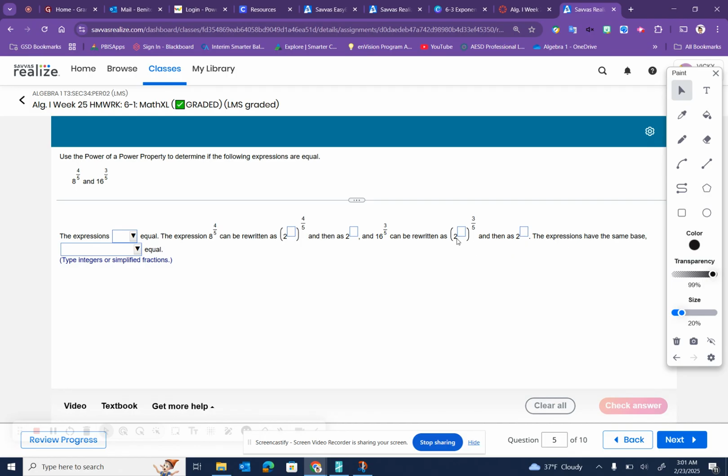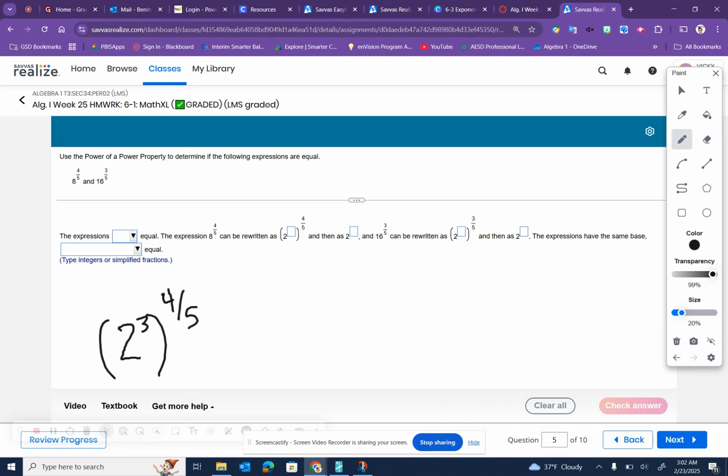I noticed that they have a base 2. So then I'm going to try to see if I can rewrite these two numbers with a base 2. So if you recall, if you break these up into prime factors, both of these numbers will have only the prime factor of 2. So 8 is the same thing as 2 to the 3rd, because 2 times 2 is 4 times another 2 is 8. So another way I can represent 8 to the 4/5 is 2 to the 3rd, to the 4/5.